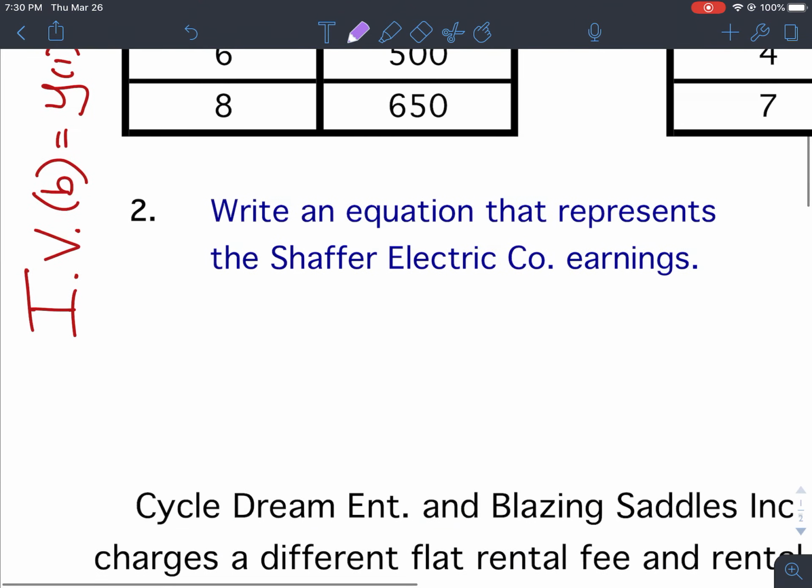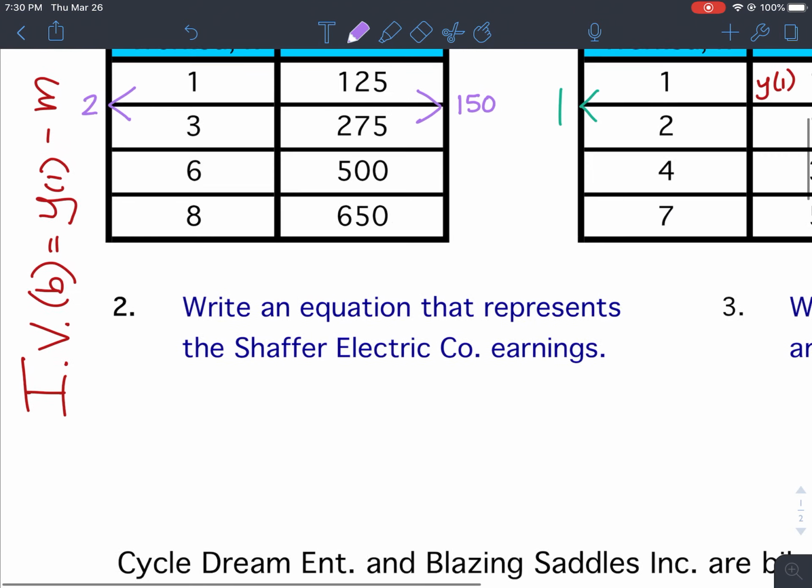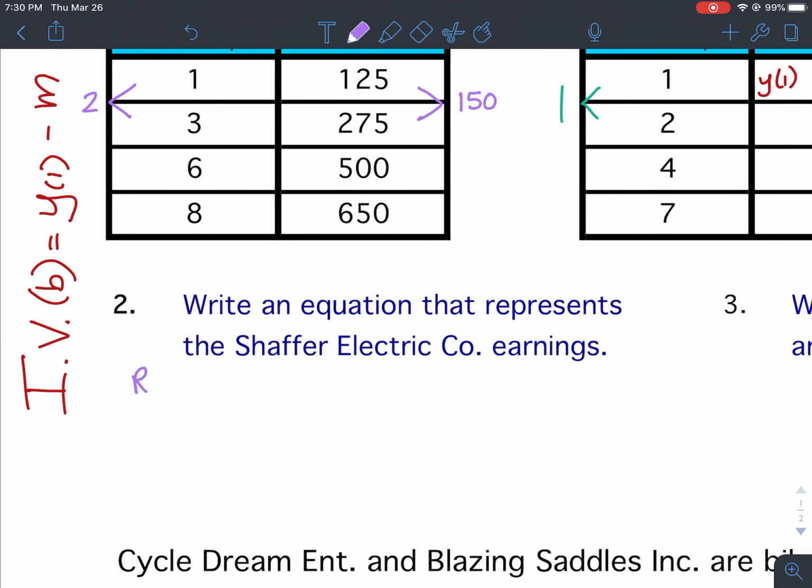So let's go down to number 2 here. Our rate of change, which is our slope, is the difference in y values, that's our 150, over the difference in x values, which is the 2. Divide those out, and you should get $75 per hour.